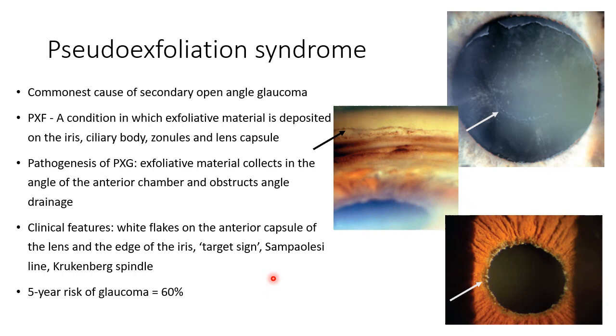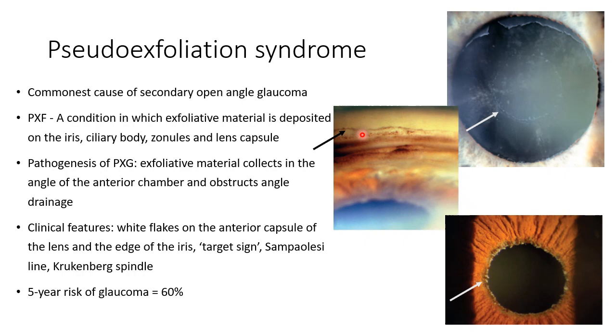Sampaolesi line. Now, often in these patients, you see that there is more than the normal amount of pigmentation in the trabecular meshwork, right? In the previous lecture on angle closure glaucoma, I talked a little bit about the anatomy of the structures in an open angle, right? So please go through that. So Sampaolesi line is basically an extra line of increased pigmentation that may be seen anterior to the Schwalbe line.